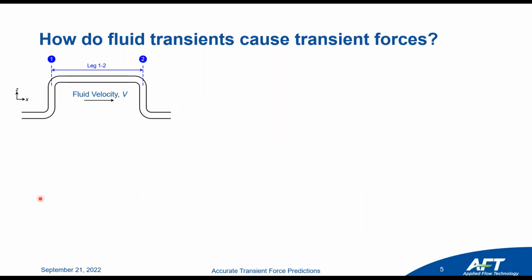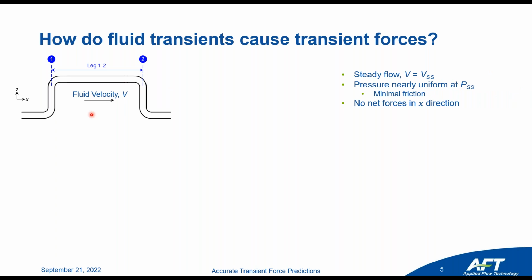So let's talk a little bit about the physics of what is happening, and why fluid transients cause transient forces. Let's talk about a case where we've got piping coming in. We've got a coordinate system here, and we're going to concern ourselves with the x coordinate, going from left to right. There's fluid coming from the left through the piping, and you can see the velocity. It's a constant velocity v. What we're going to concern ourselves with is the force on this leg of piping between location 1 and location 2.